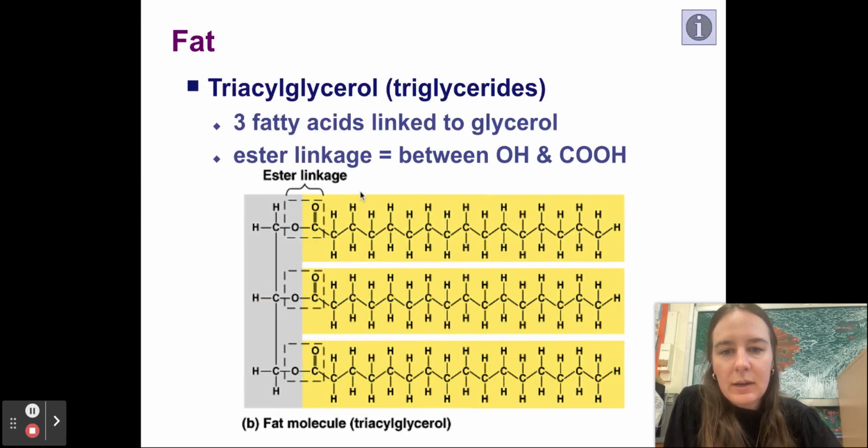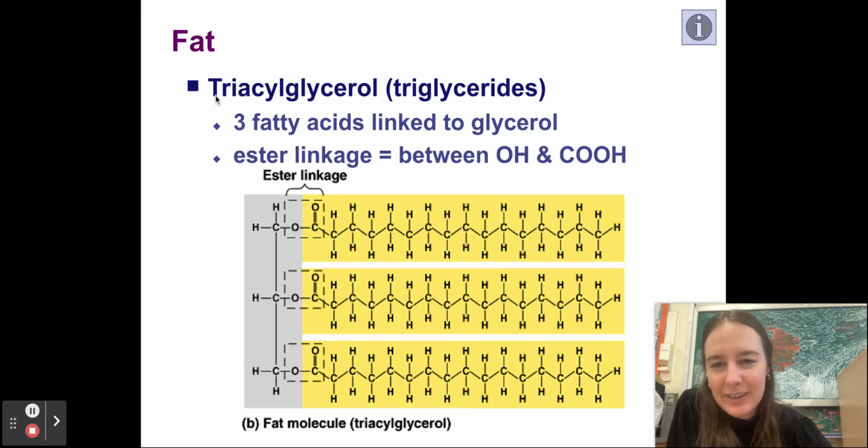All right. Now, technically, this bond here is called an ester linkage. It's a covalent bond between the oxygen and the carbon. That's not as important for you to know, but just so you know. Yeah, so here, triacylglycerol. I don't say it that way. I say triglyceride. That's the way I say it.